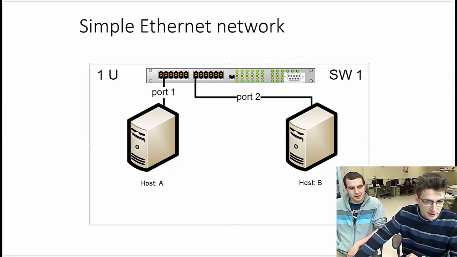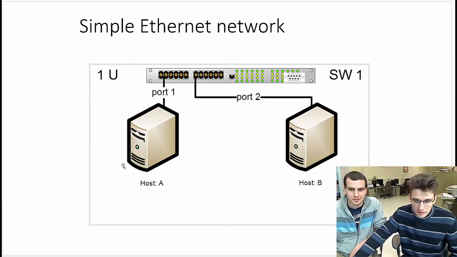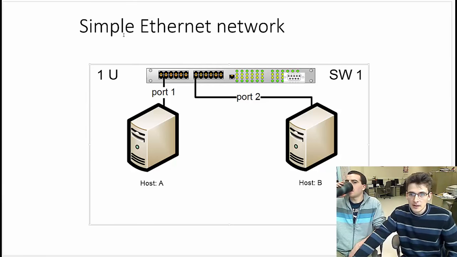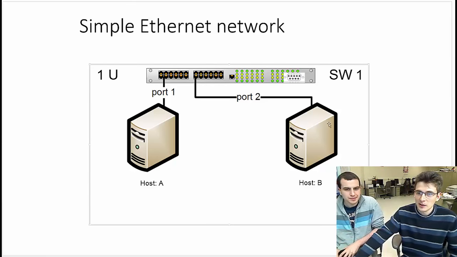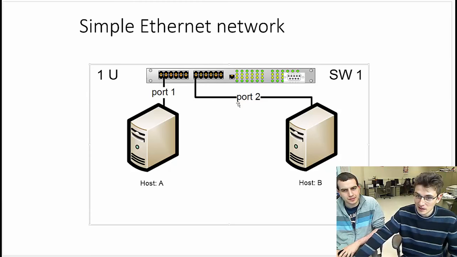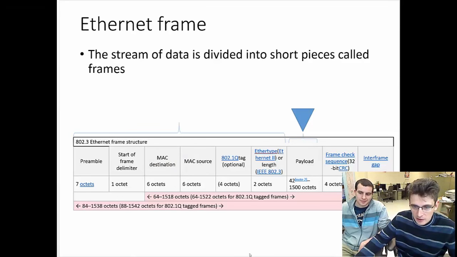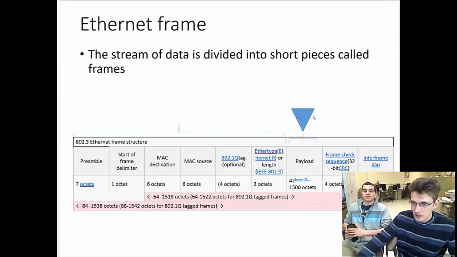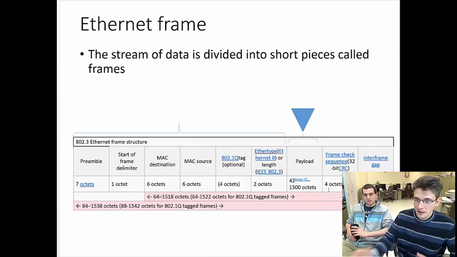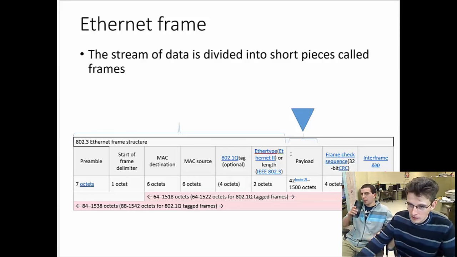So back to the lecture. Here on the slide you can see the simplest Ethernet network. It consists of the switch, two computers, and two net cables connecting the computers to the switch. When computers talk over the Ethernet protocol, they exchange frames, which consist of many fields defined in the standard, and the data that gets exchanged between the computers is the payload.